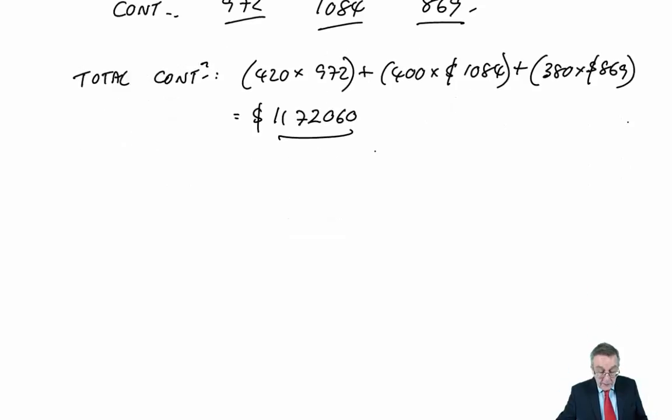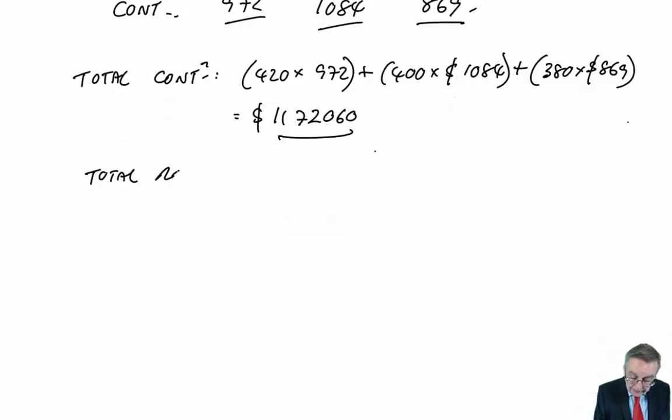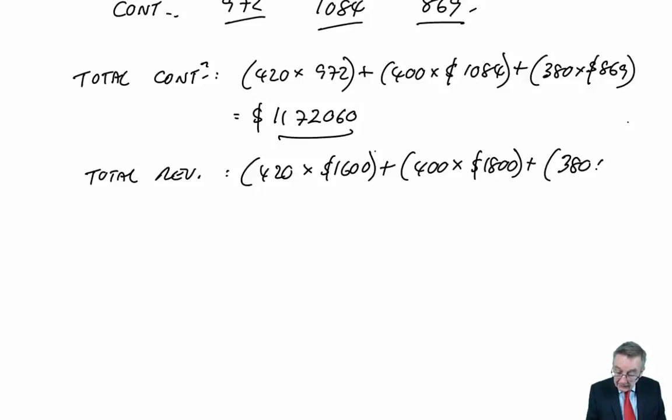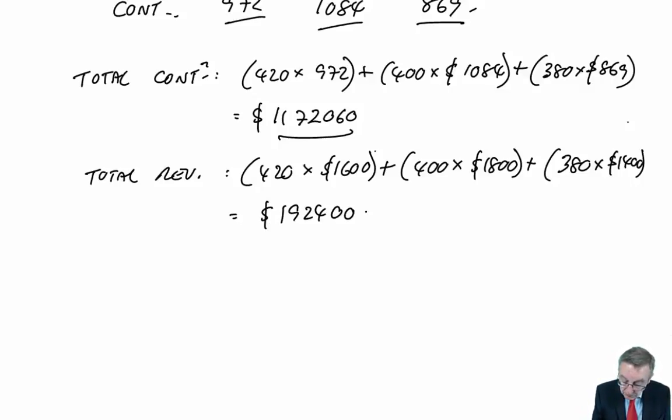For the CS ratio, we're going to divide by the total revenue. So it's 420 of T at 1,600 selling price per unit, 400 of C at 1,800, 380 of R at 1,400, which gives me total revenue, 420 times 1,600, 400 times 1,800, 380 times 1,400. I get 1,924. Boom, boom, boom.